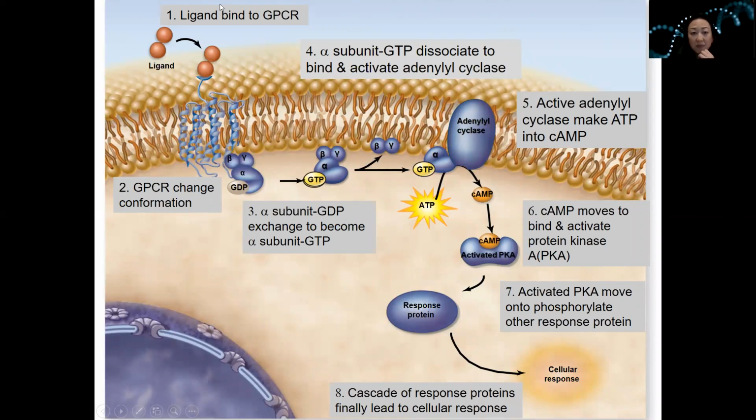Now you can see ligand binding to GPCR and conformation change. That is stage 1. Okay? Everything after that, 3, 4, 5, 6, 7, that's all stage 2, signal transduction. And now you can see it in an actual example. Last, stage 3, cellular response. That would be step 8 in this GPCR cell signaling.